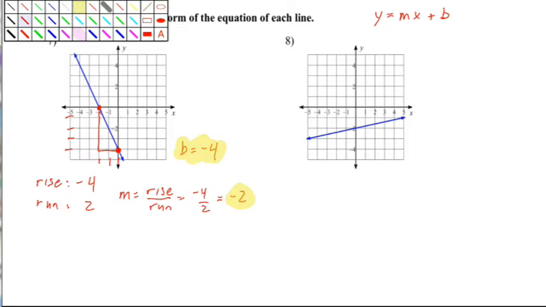We can drop those values into our general form if we want to rewrite that as y equals mx plus b, and then we would just replace the m and the b with those specific values. So y is equal to minus 2x minus 4. Pause the video, try number 8, and then compare your solution to the resumed video.